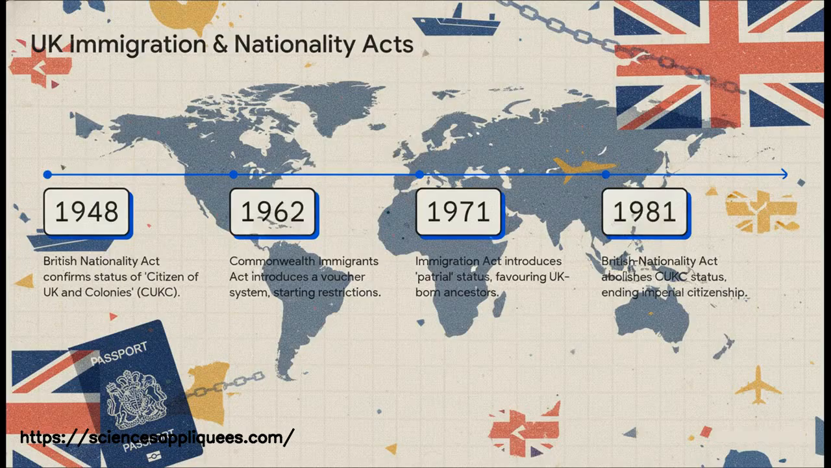This timeline really tells the story of how that ideal was legally taken apart step by step. It starts in 1948 with an act that actually confirmed imperial citizenship. But then, just 14 years later, the 1962 Act brings in a voucher system, basically a work permit, to start restricting that right. The 1971 Act took it even further, creating this idea of patrial status, which gave preference to people with parents or grandparents born in the UK. And the whole thing culminates in 1981, when a new law just gets rid of the old imperial status altogether. The era of a single citizenship was over.